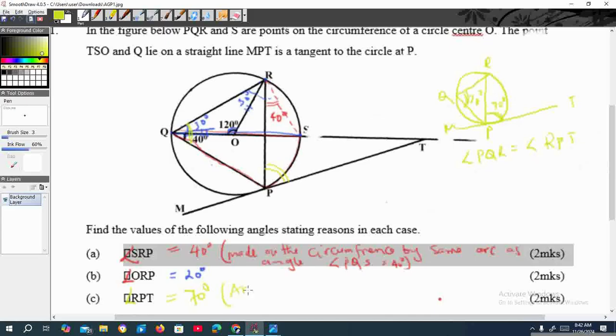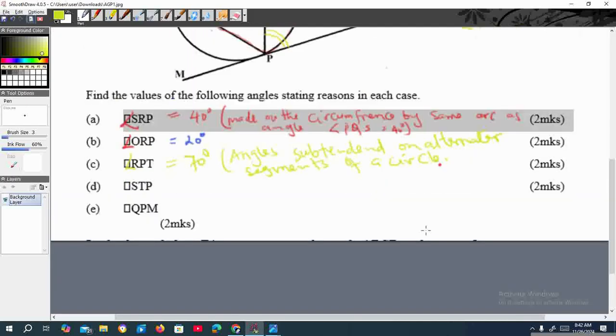The reason is angle subtended on alternate segments of a circle, and we'll be done with angle RPT. So let's look at angle SPT, this angle here.